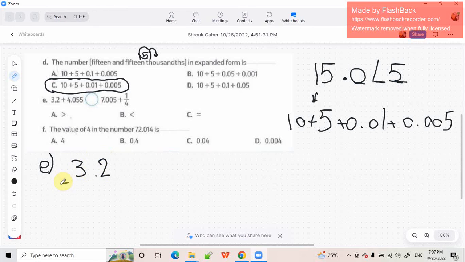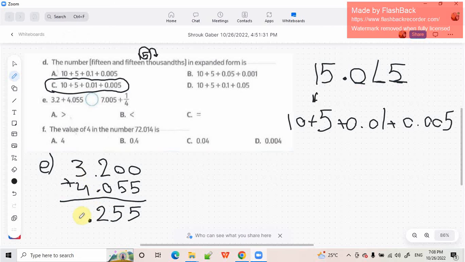3.2 plus 4.055. I see we must make balance, so I will put 2 zeros here. 0 plus 5 equal 5. 0 plus 5 equal 5. 2 plus 0 equal 2. Decimal point. 3 plus 4 equal 7. Okay, for now, we don't have any problem. Okay, look at the next number.